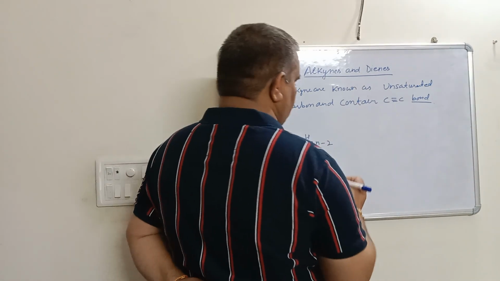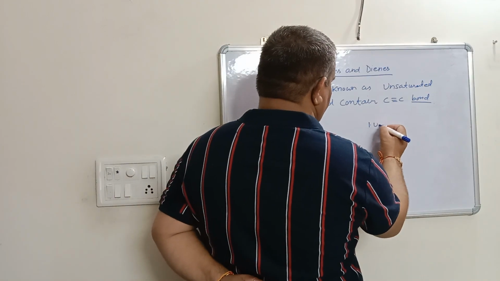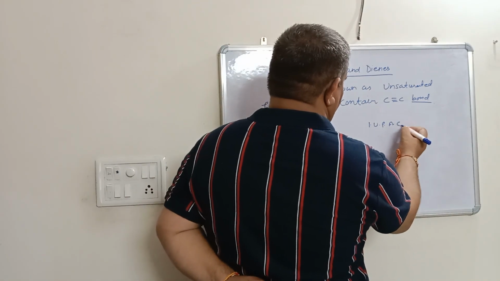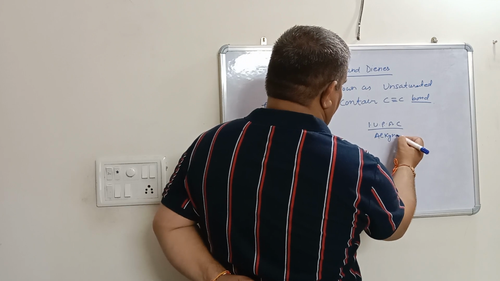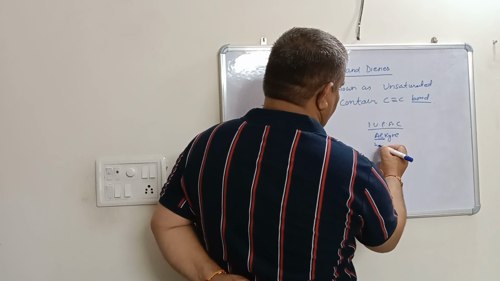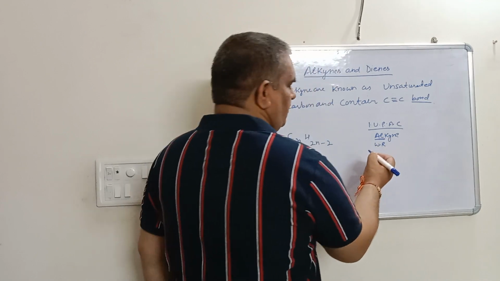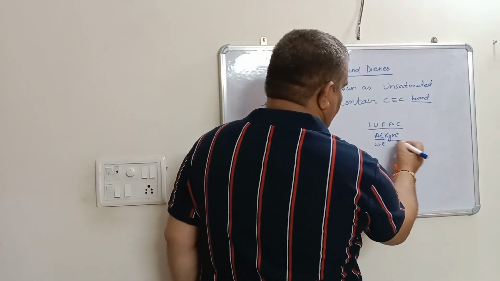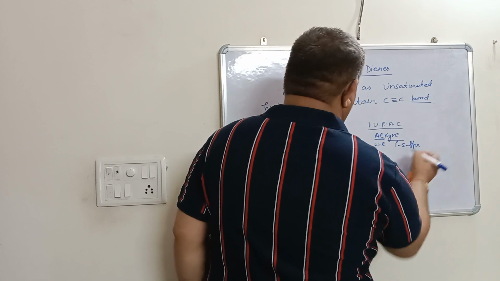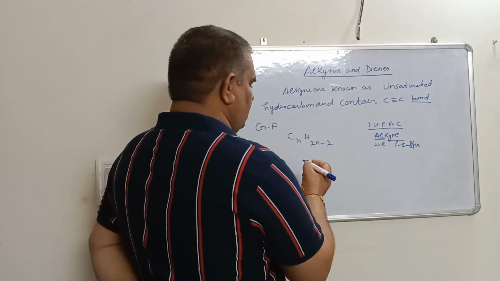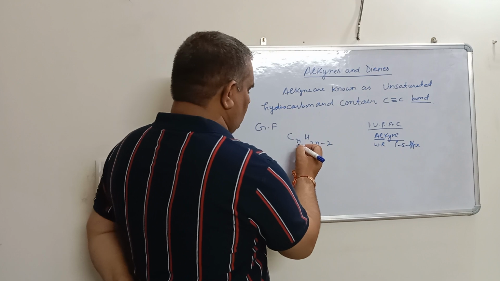CnH2n-2, and the IUPAC name is alkyne. Alk is the word root, and the word root represents the number of carbon atoms in the parent chain, and Yne is the primary suffix. And the first member of this series, put 2 here.